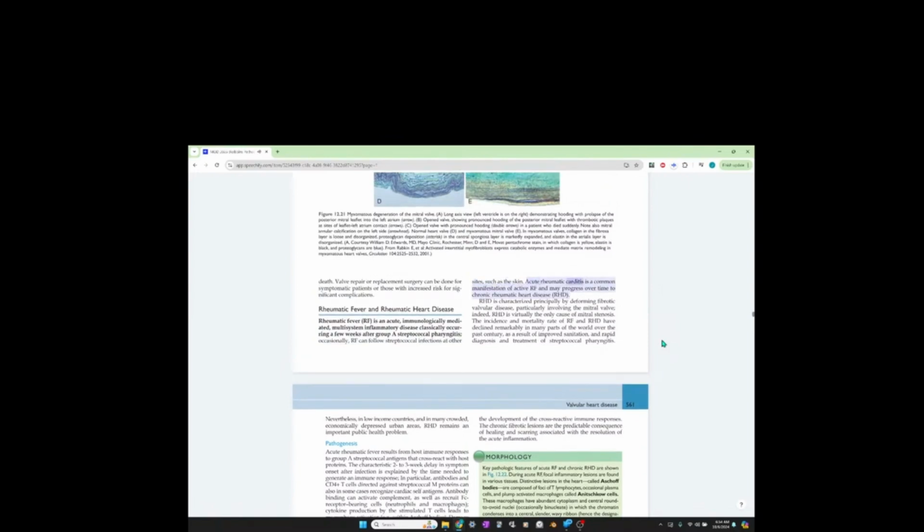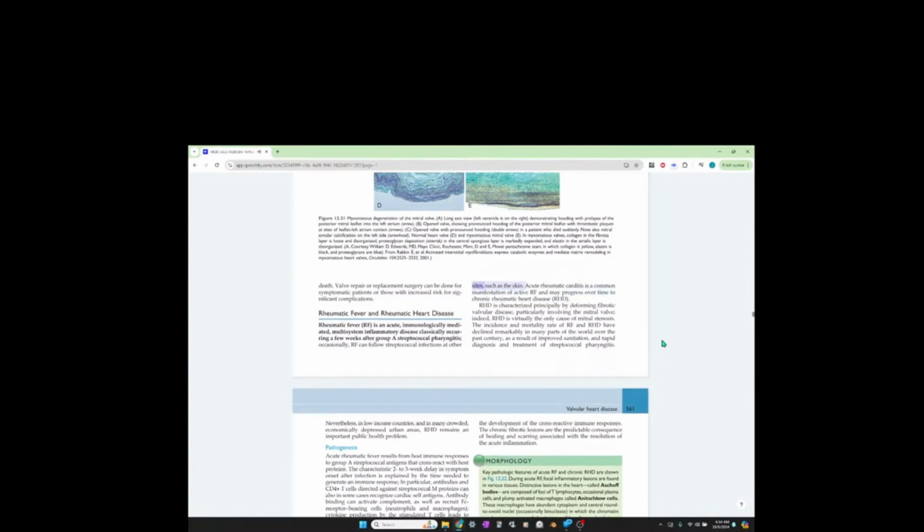Rheumatic fever is an acute, immunologically mediated, multisystem inflammatory disease classically occurring a few weeks after group A streptococcal pharyngitis. Occasionally, RF can follow streptococcal infections at other sites, such as the skin. Acute rheumatic carditis is a common manifestation of active RF and may progress over time to chronic rheumatic heart disease. RHD is characterized principally by deforming fibrotic valvular disease, particularly involving the mitral valve. Indeed, RHD is virtually the only cause of mitral stenosis.